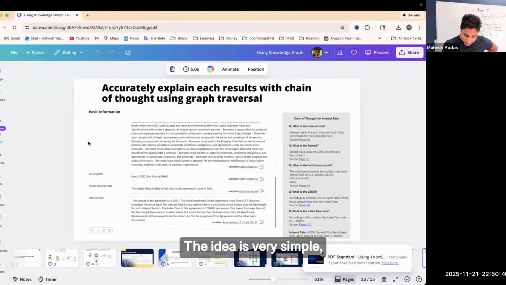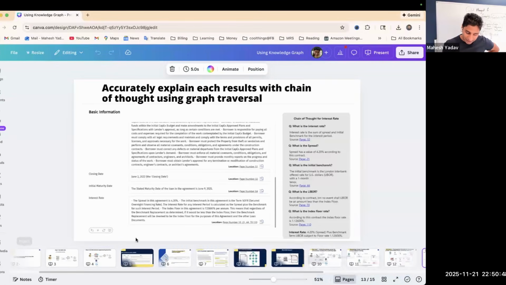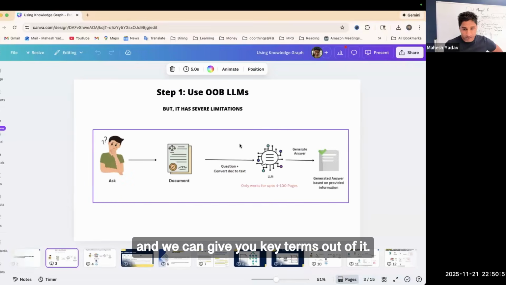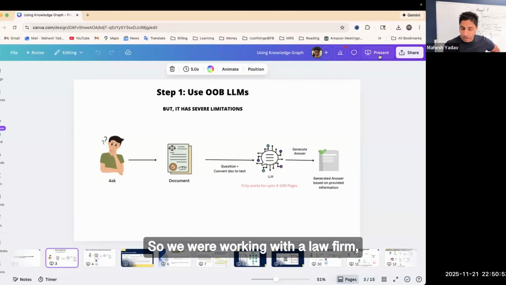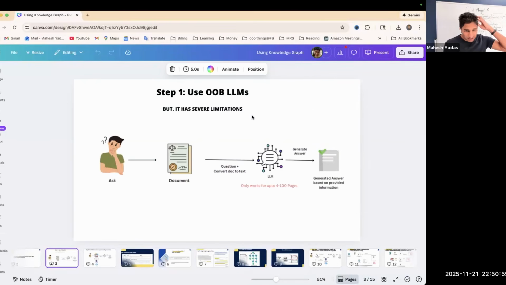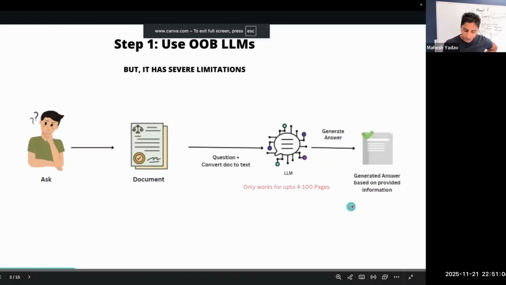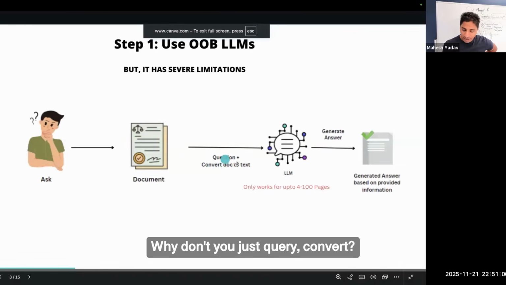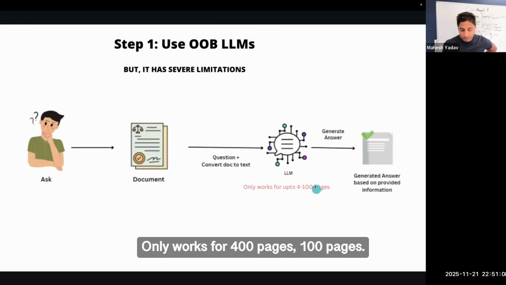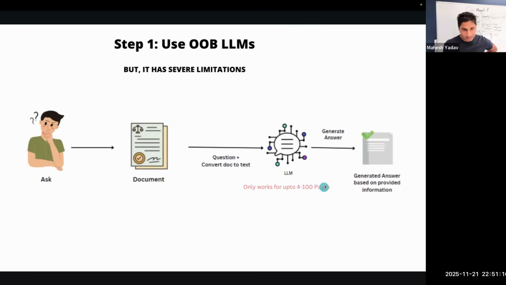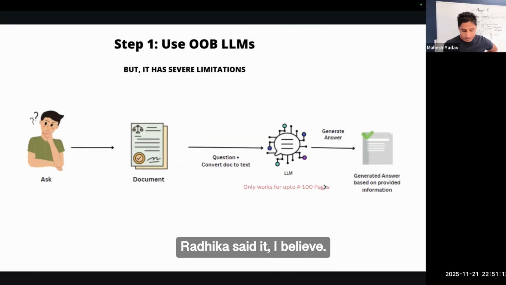The idea is very simple: you give us contracts and we can give you key terms out of them. So we were working with a law firm and they were doing loan agreements. Loan agreements are long, 500 pages. So they called us and said, you guys are great, why don't you just query, convert? It only works for 400 pages, 100 pages. We saw that. Radhika said it, I believe.